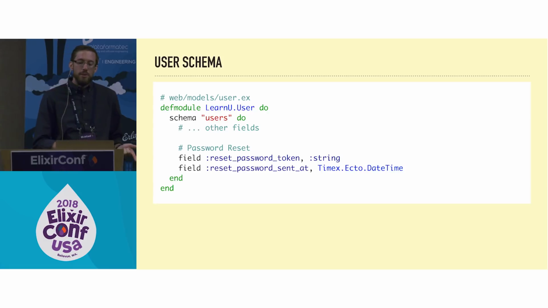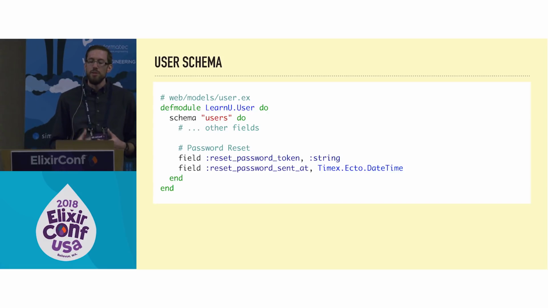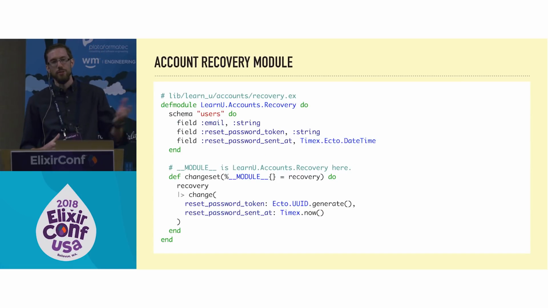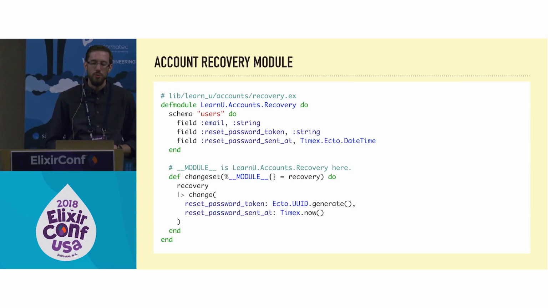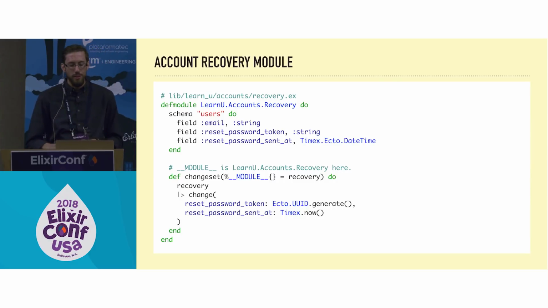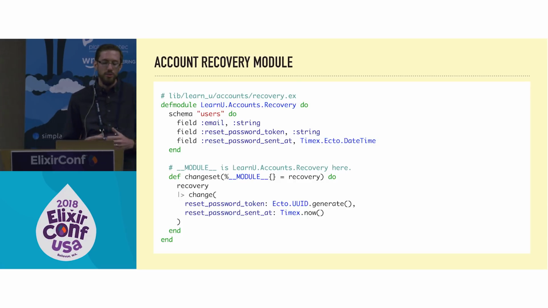Back on the user schema, you can see where the fields have been grouped under the comment here. I'll take those fields and organize them into their own module named Account Recovery. Similar to what I did with the confirmation module, I'll define an ecto schema on the user's table with just those two fields. I'll also bring over the change set function, and voila! I now have an even smaller user module with less responsibility and have added another module whose sole concern is to deal with recovering a user's account.